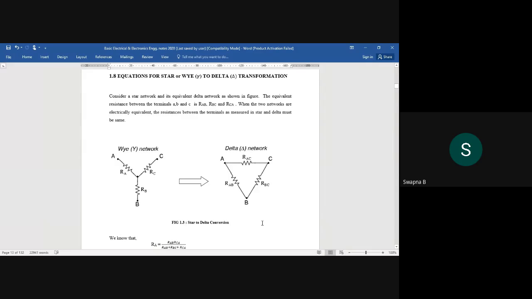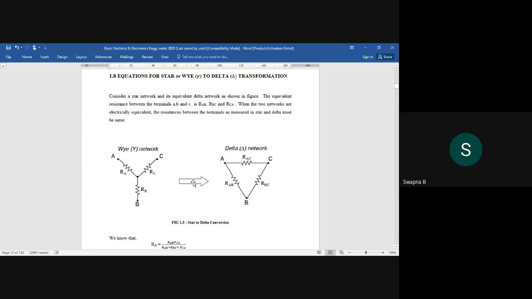Okay, so we are going to see about equations for star to delta transformation. Okay, star network, otherwise known as Y network to delta transformation. So this is a star network which has resistance Ra, Rb, Rc. It looks like the alphabetic letter Y, hence it is known as a Y network. This is delta network A, B, C joined together makes a delta network which has resistance Rab, Rbc and Rac.